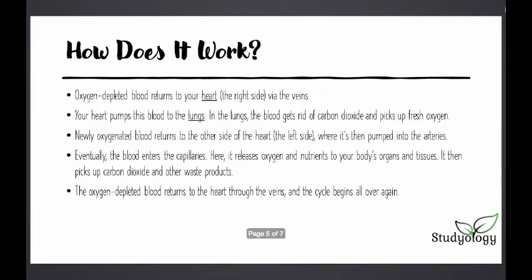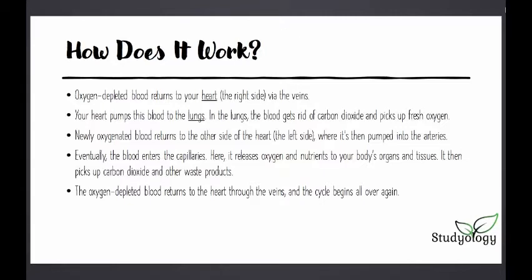So how does your circulatory system work? Oxygen-depleted blood returns to your heart via the veins. Oxygen-depleted blood means blood which is deoxygenated, which does not have oxygen, comes to the right side of your heart through the veins. Next, your heart pumps this blood to the lungs. In the lungs, the blood gets rid of carbon dioxide and picks up fresh oxygen.